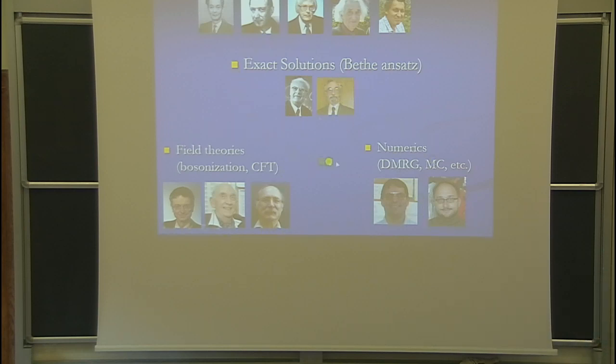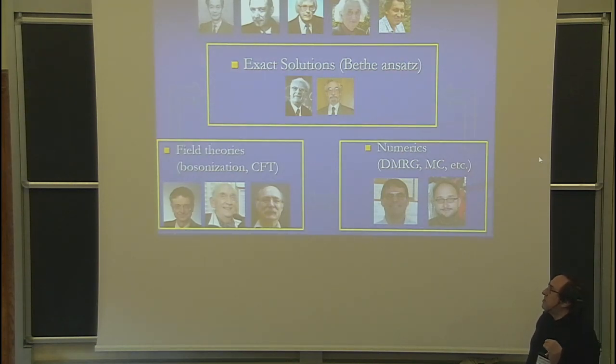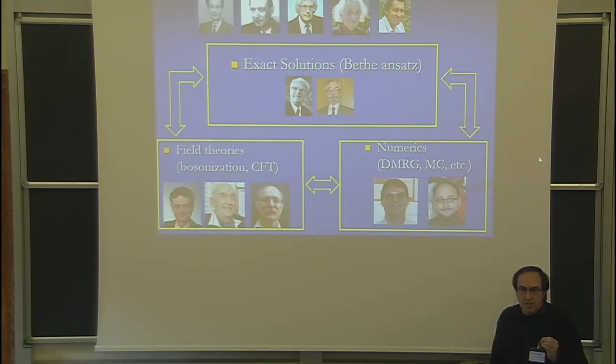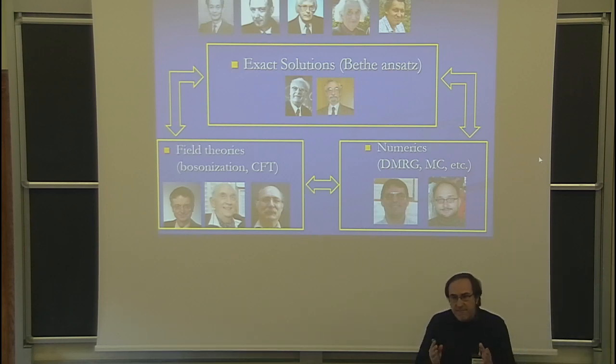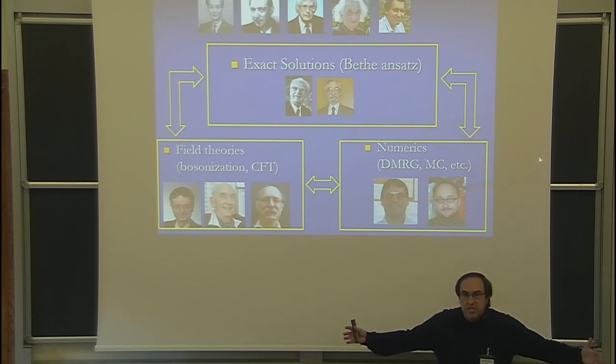You always get sometimes an exact solution, very rare in more than one dimension, but certainly you always get a field theory description and numerics. The difference in 1D, and that's what I wanted to show you with this slide, is that we managed to make these three methods work together. Because if you think about it, numerics is efficient at short distance, short time. If you try to go to large distance, large time, it's a disaster.